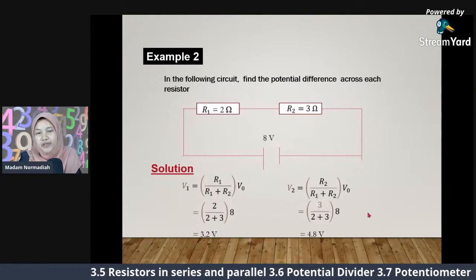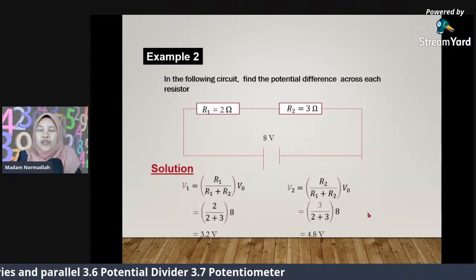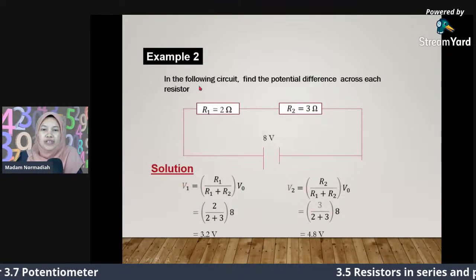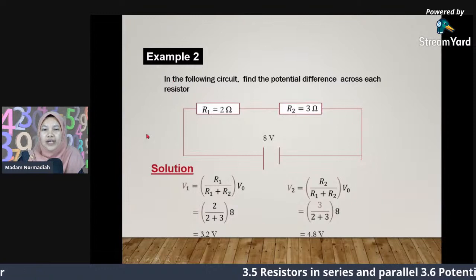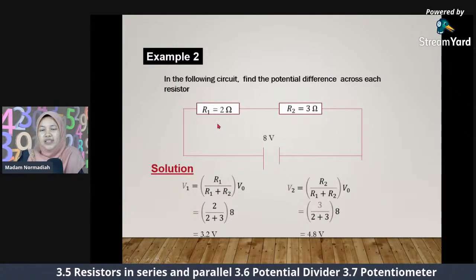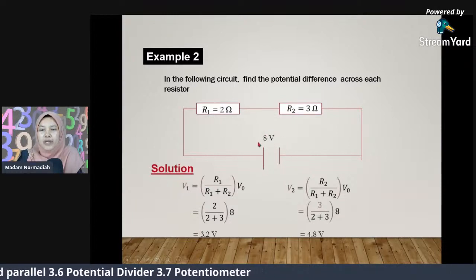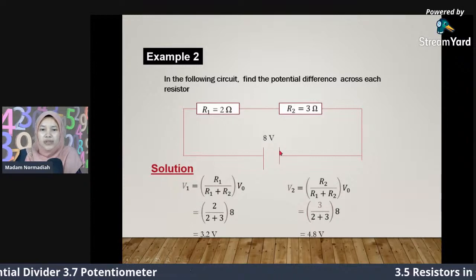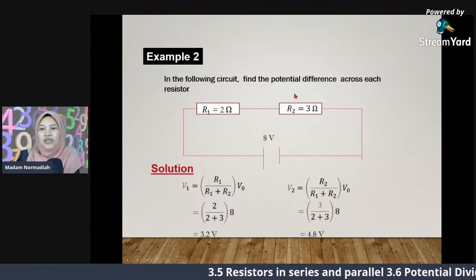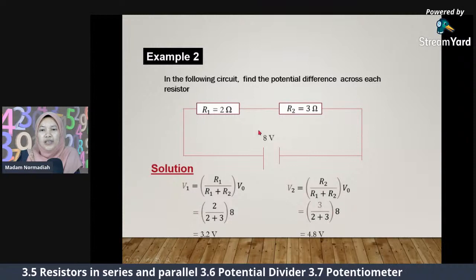Let me try to solve this problem. In the following circuit, find the potential difference across each resistor. Alright, look at this circuit. We have two resistors in series connected to a power supply with a voltage of 8 volt. The question asks us to find the potential difference at each resistor. So we want to find V1 and V2.